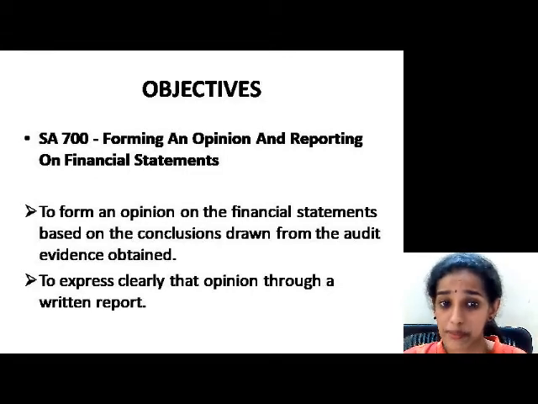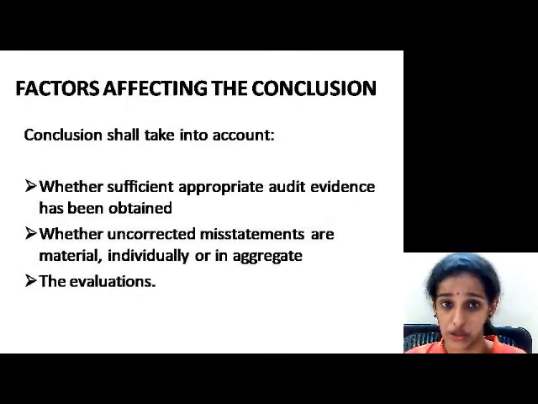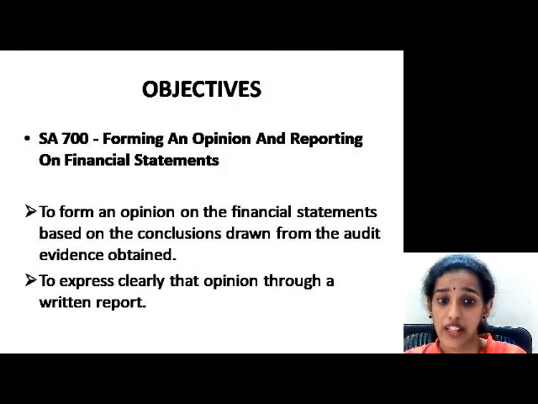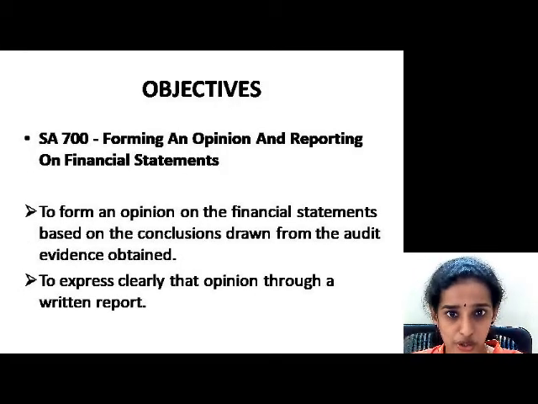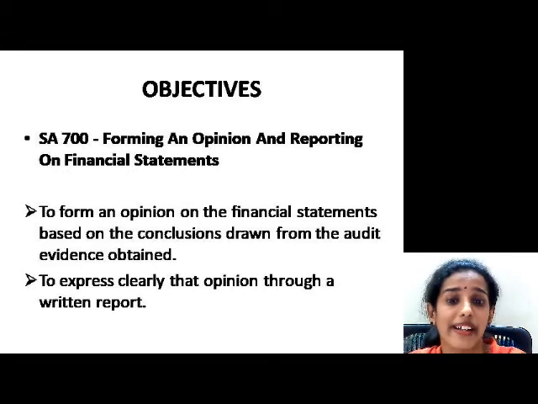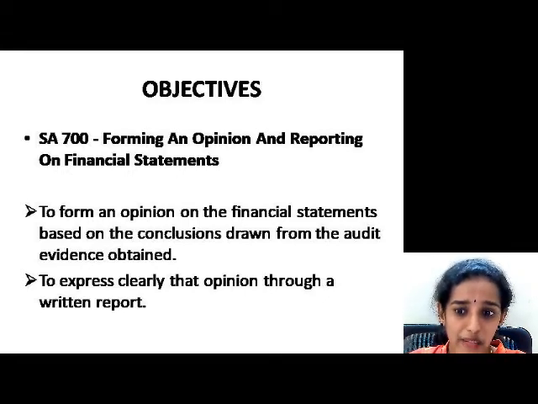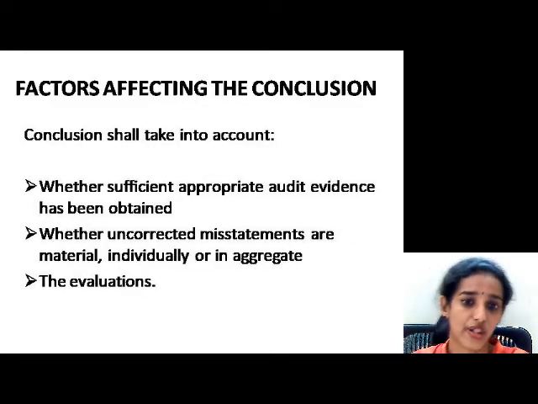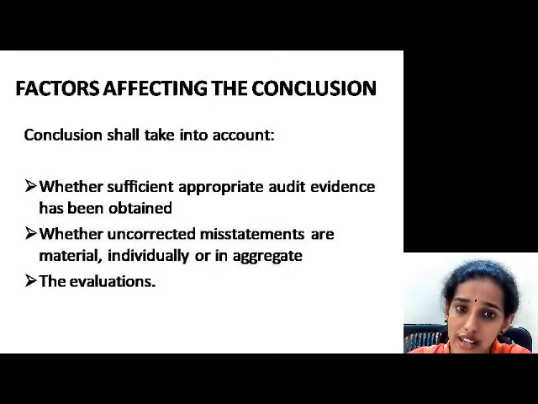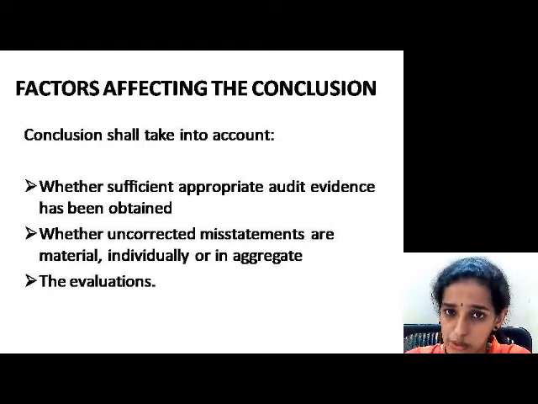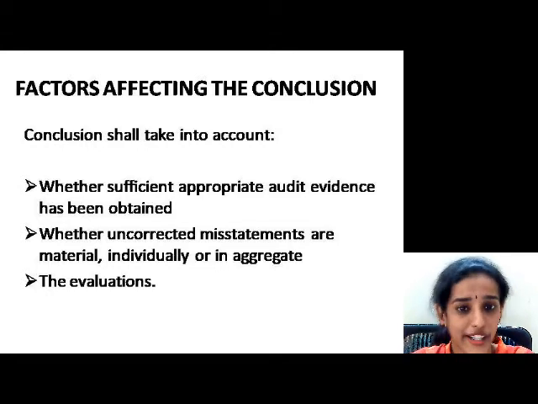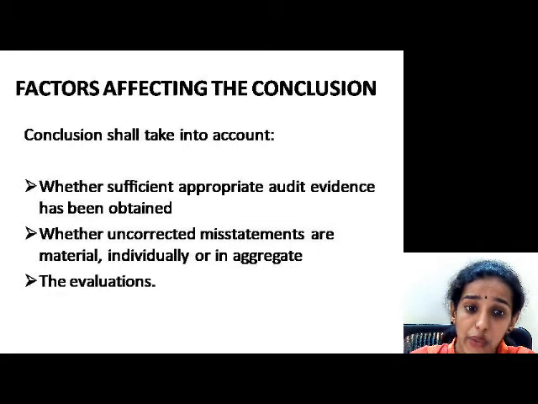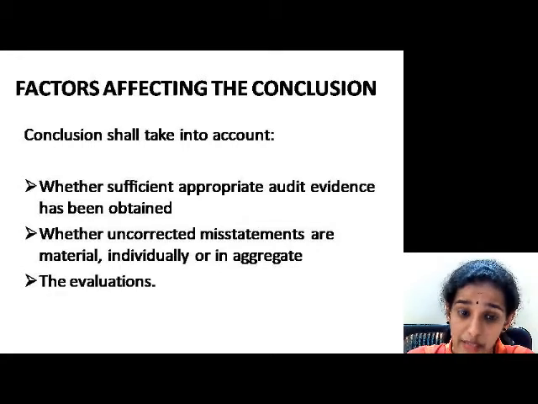Now we'll go to the part: what are the factors that affect the conclusion of the auditor? I told you the audit opinion will be based on some kind of conclusions. Now what are the different conclusions? How is the auditor coming to a conclusion? The auditor will come to a conclusion based on some audit evidence. Now we'll see what are the factors affecting the conclusion. The conclusion will be taken into account based on three factors. One is the audit evidence obtained. I'm repeating again, it is based on the sufficiency and appropriateness, the quantity and the quality of audit evidence obtained. Now the second one is based on uncorrected misstatements.